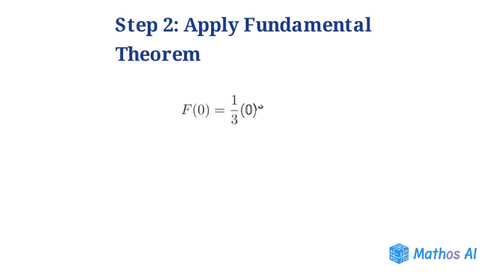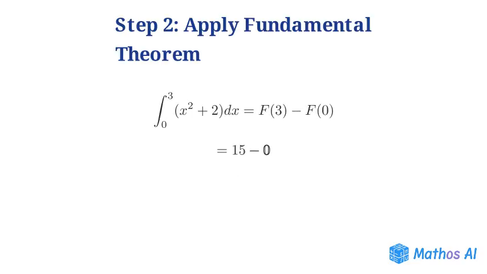Then, we calculate the value at the lower limit, 0. That's 1/3 times 0 cubed, plus 2 times 0, which simplifies to 0 plus 0, giving us 0. Finally, we subtract the lower limit value from the upper limit value. 15 minus 0 equals 15. So the area under the curve of x squared plus 2 from 0 to 3 is 15.